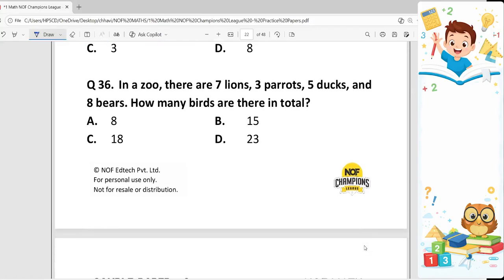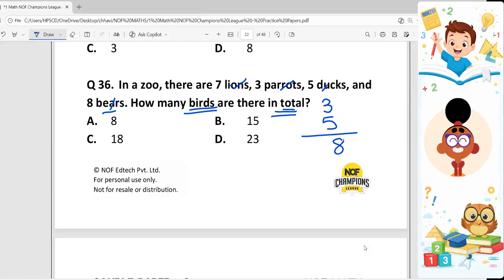36th. In a zoo, there are 7 lions, 3 parrots, 5 ducks, and 8 bears. How many birds are there in total? In total, they have asked. But the main thing to see is, don't just see total and add it all. You have to see what the question is asking. How many birds are there in total? Now, there is lion, parrot, ducks, and bear. So, are lion and bear birds? No. Bears and lions are not birds. The parrots and ducks can be counted as birds. So 3 parrots and 5 ducks. So the total is 8. So option A is the correct answer, 8.